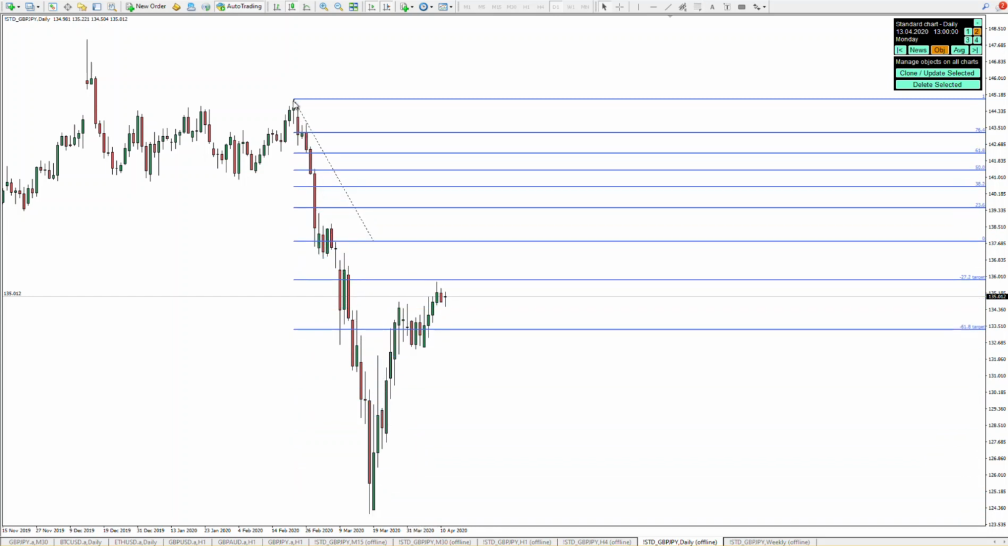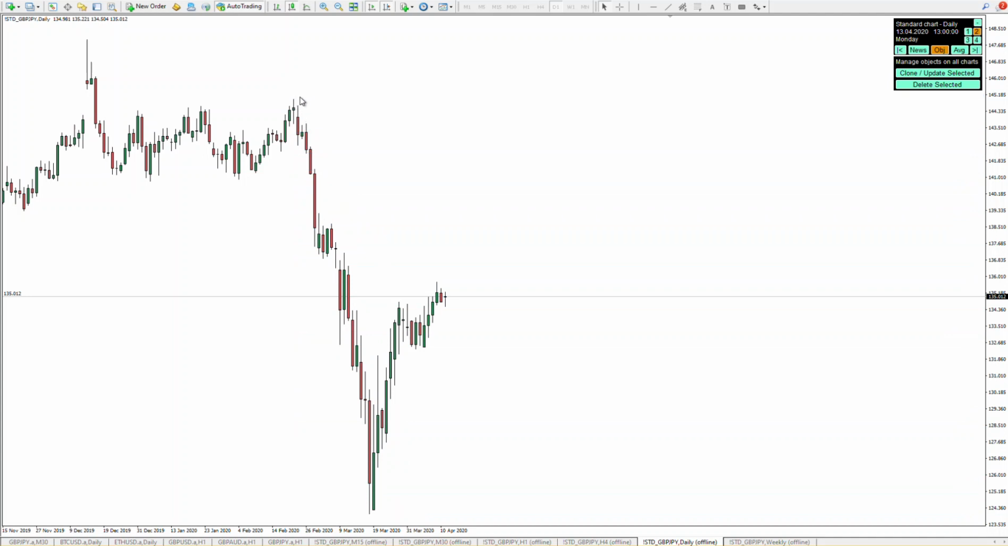The base for the bearish structure is this candle high. As long as we stay below there with a close of a candle, we'll be bearish on structure on the daily time frame.